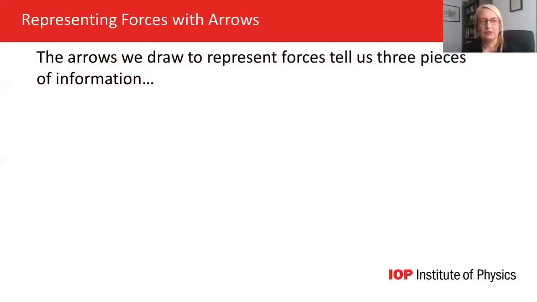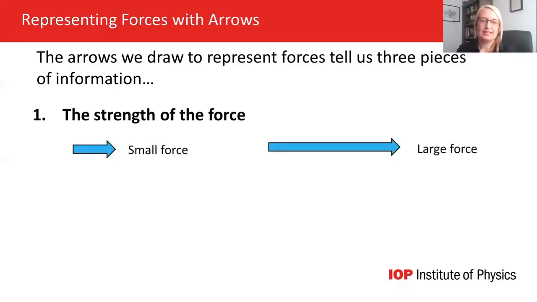Typically, we would get students to represent forces with arrows. And this is particularly important because naturally in real life, we can't really see forces. All we can really see is the effect they have on objects and their interaction with different things. And arrows are really good to help us represent forces because they can tell us three key pieces of information. The first thing they can tell us is about the strength of the force. So a small arrow would represent a small force and a larger arrow would represent a larger one.